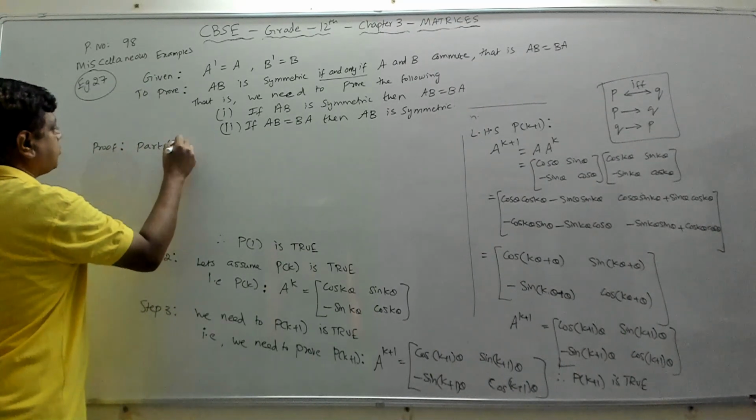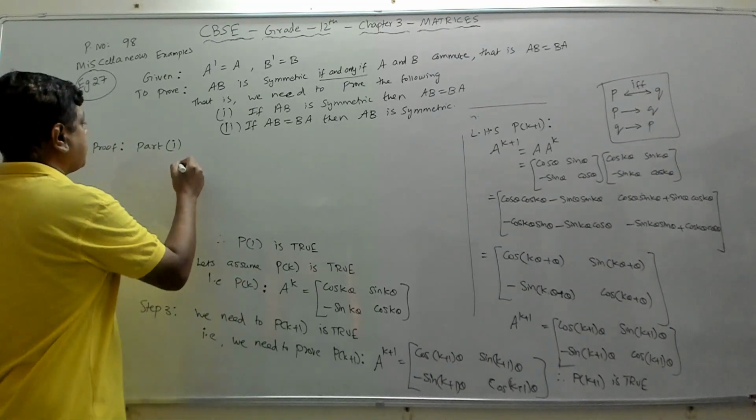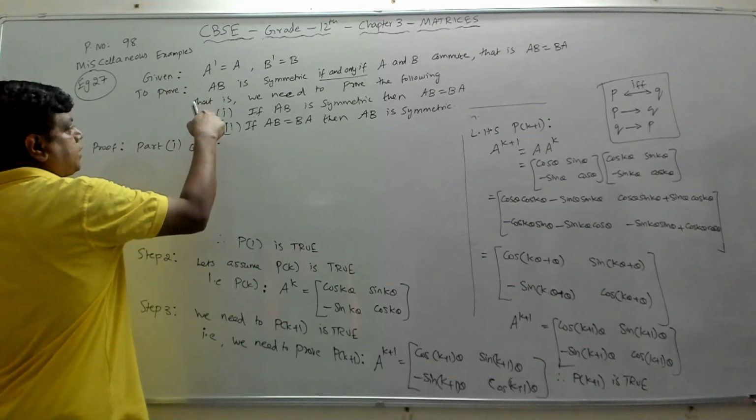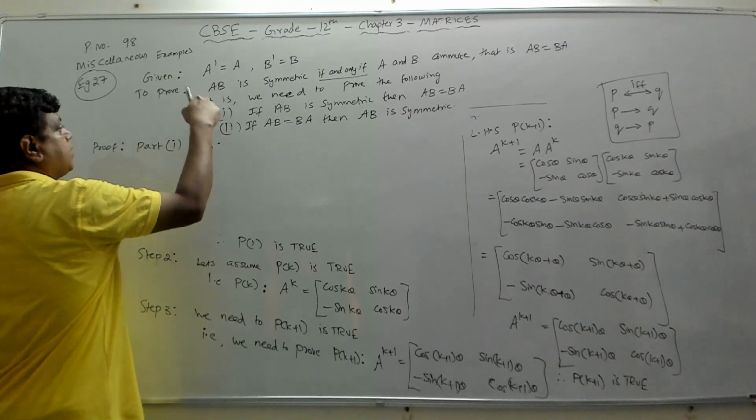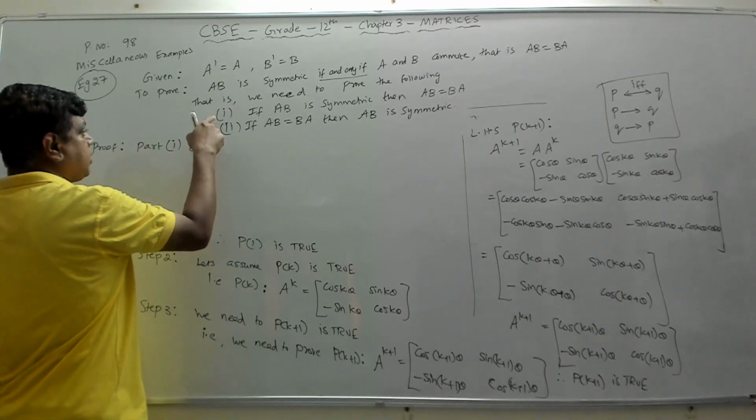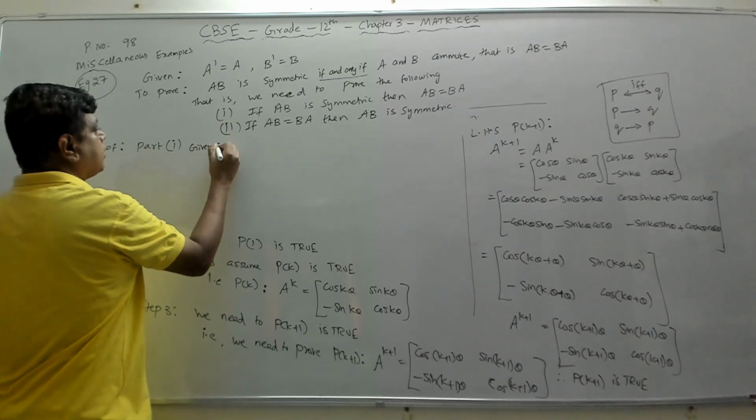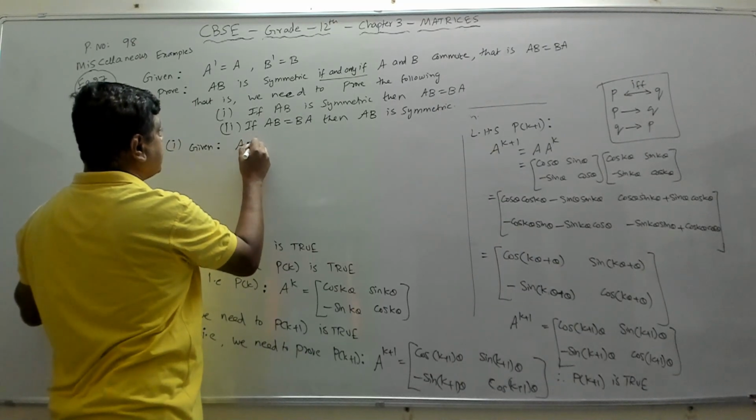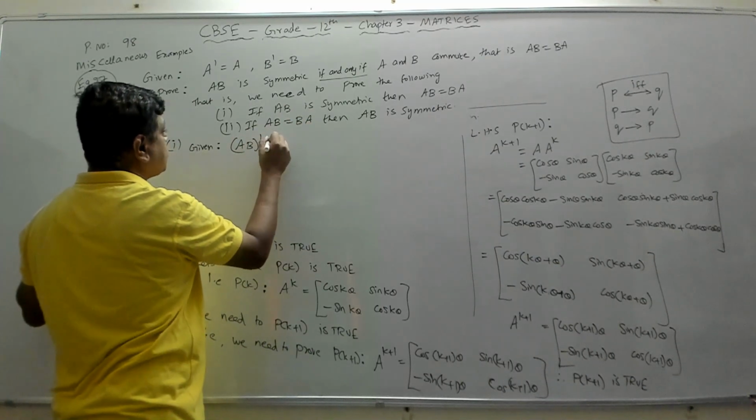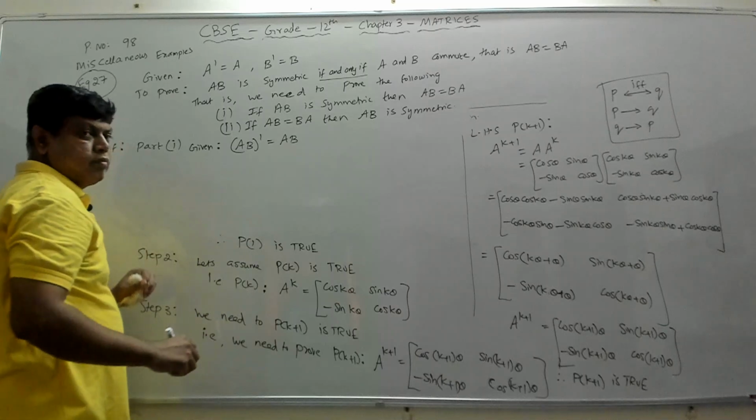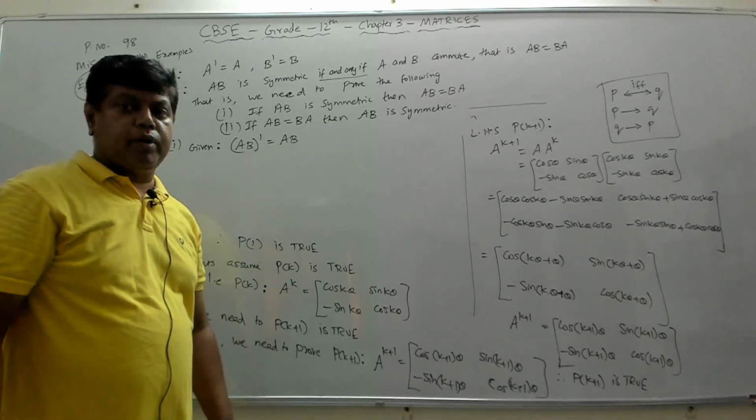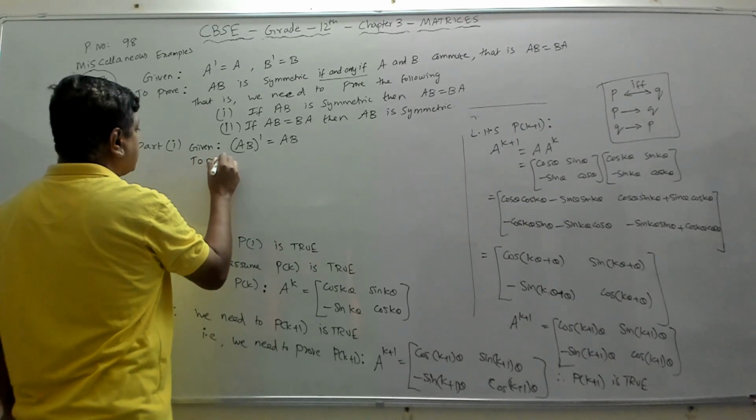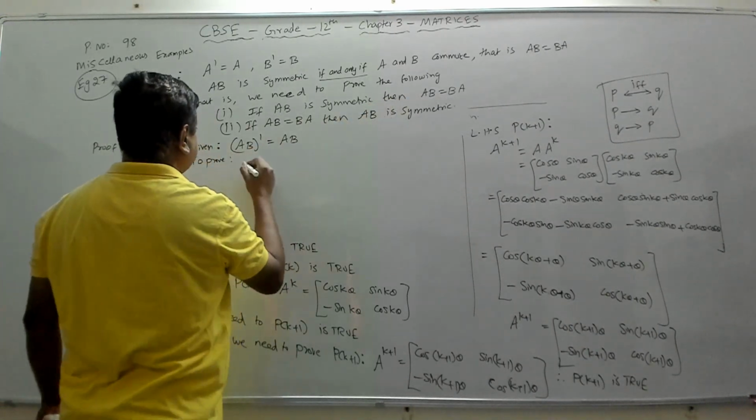Part 1. Right? In part 1, what is given? See, this is given for both the parts. Now I am going to write the given only for the proof of part 1. So given is AB is symmetric. AB symmetric means what? AB transpose equal to AB. Then we call the matrix AB as symmetric. So this is given. And what we have to prove? We have to prove AB is equal to BA.